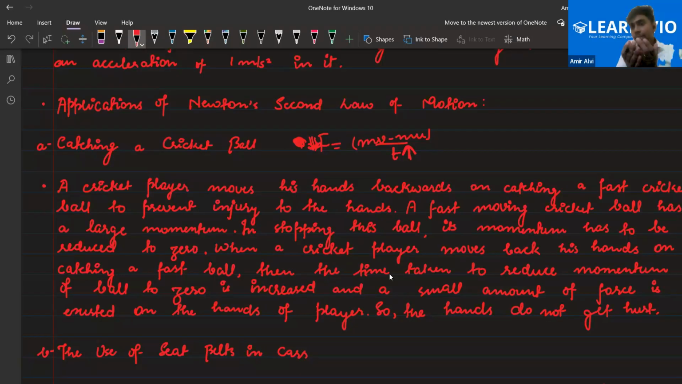Okay. So that's why we take our hand in the backward direction, so that we can increase the time to reduce the momentum. So that will not hurt that much.